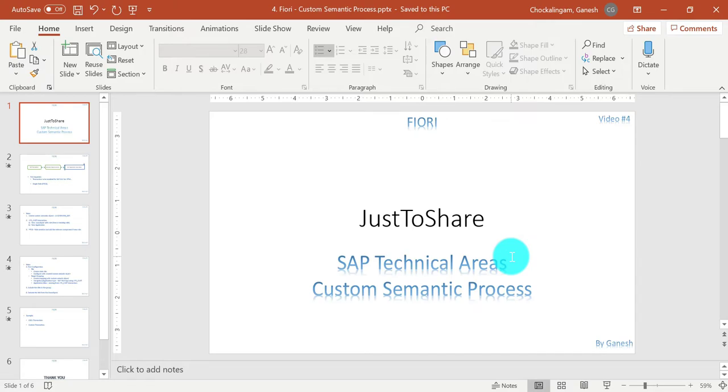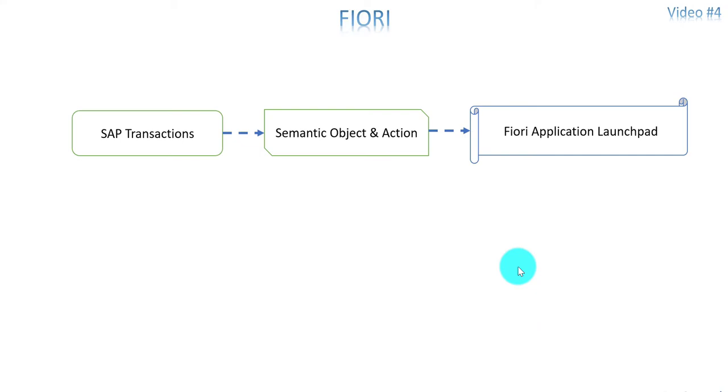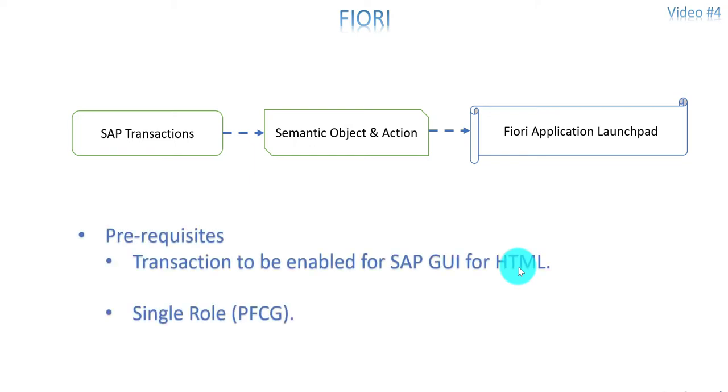Okay, let me take you to the slides first. So this is what I mentioned. Mostly I'm talking about the SAP transaction level. We need a semantic object and action that needs to be enabled in the Fiori application Launchpad. The prerequisite is that the transaction is enabled for SAP GUI for HTML. If that option is enabled, whether the transaction is standard or custom, then it's well and good. That can be available in your Launchpad.